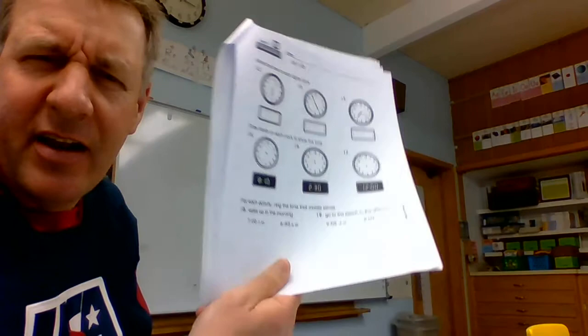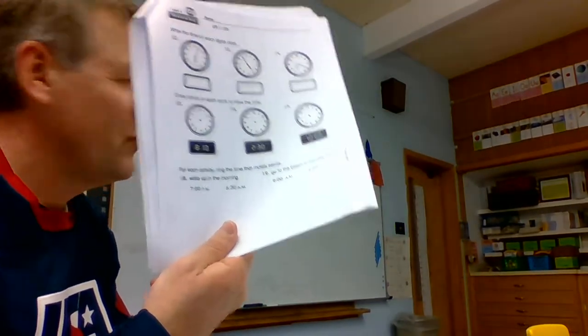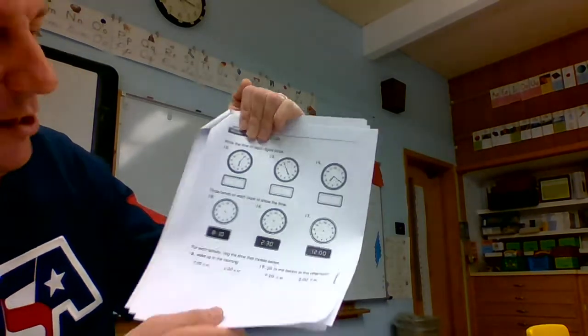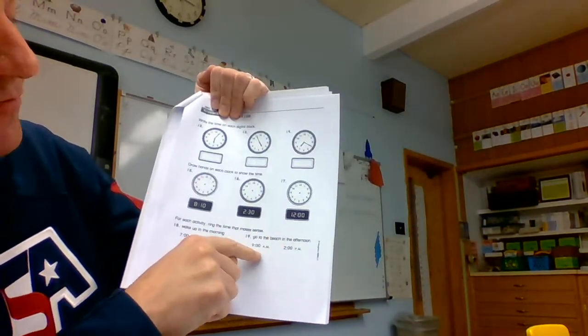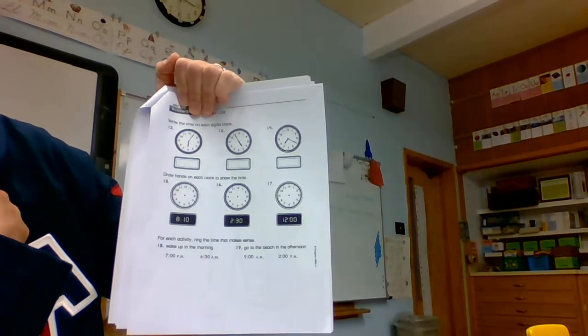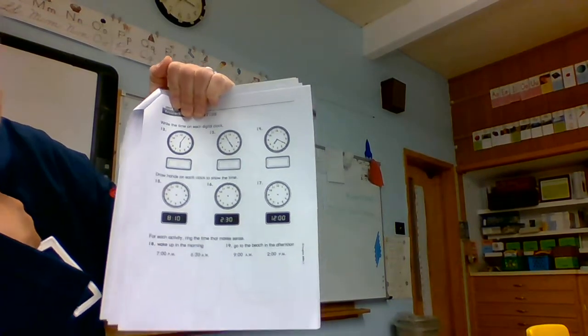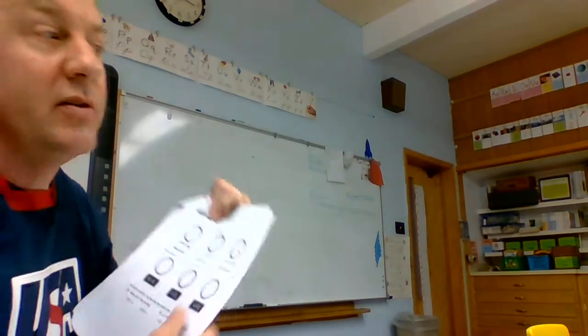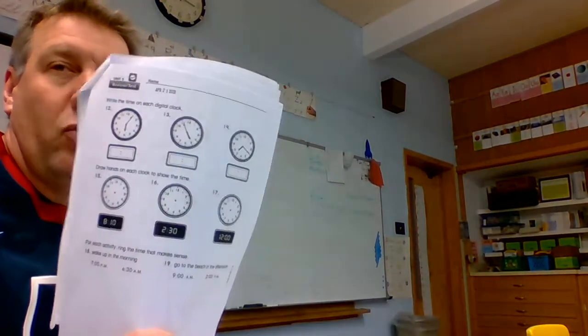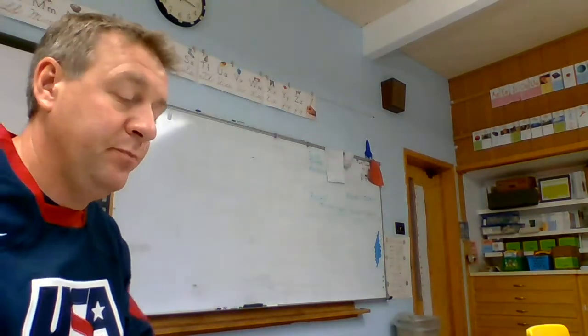Go to the beach in the afternoon. Do we have a beach in Montana? Well, I guess there's some lakes, and lakes kind of have a beach on them, but not the ocean. Go to the beach in the afternoon. Would that be at 9 o'clock a.m. or would that be at 2 o'clock p.m.? In the afternoon is the key on that. So just circle whichever one would make sense.